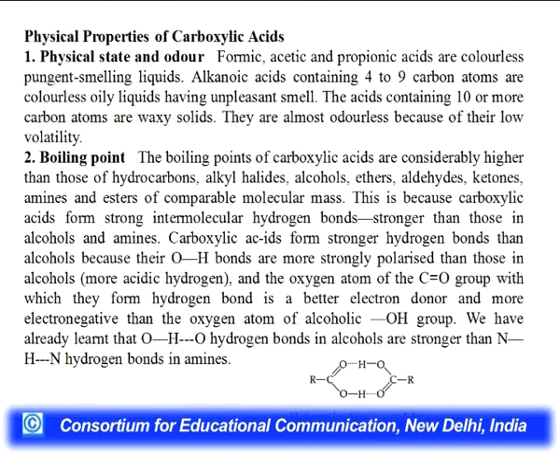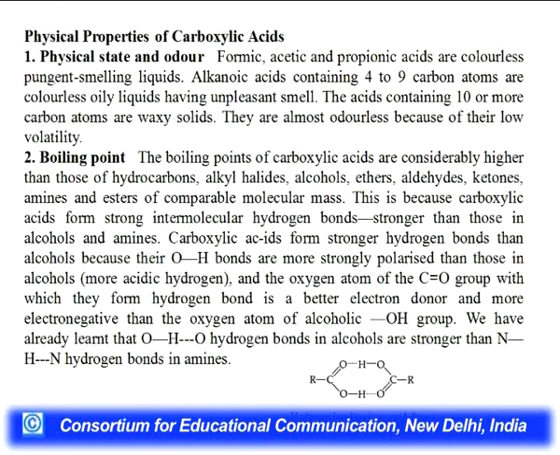Next point is the physical properties of carboxylic acids. First we will discuss the physical state and odor. Formic acid, acetic acid, propionic acid are colorless, pungent smelling liquids. Alkanoic acids containing 4 to 9 carbon atoms are colorless, oily liquids having unpleasant smell. The acids containing 10 or more carbon atoms are waxy solids. So they are almost odorless because of their low volatility.